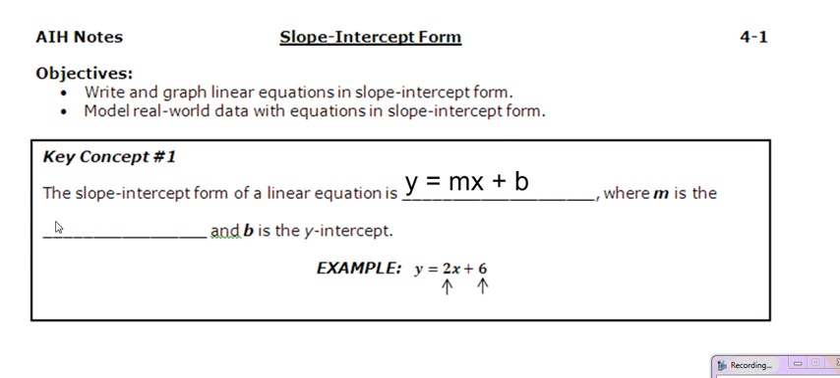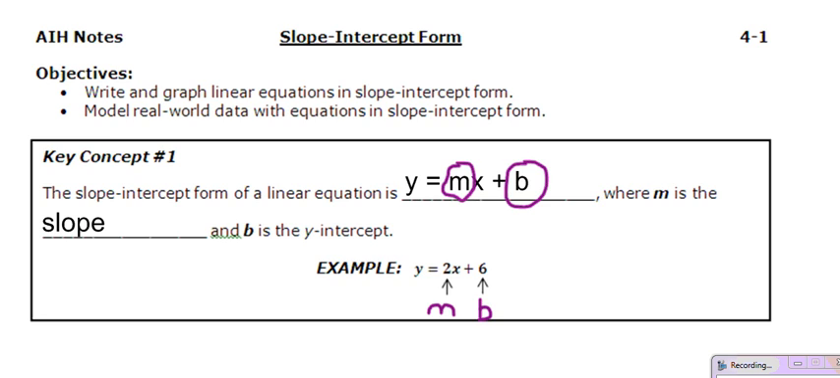where m is the slope and b is the y-intercept. So if you look at our example, notice how this looks exactly like above. It's y equals 2x plus 6. Well, in slope-intercept form, the m goes in front of the x. The b is the number that doesn't have a variable with it. So in this case, the 2 is our slope, or our m. The 6 is our b.